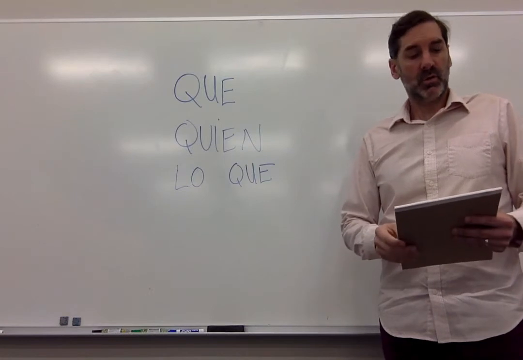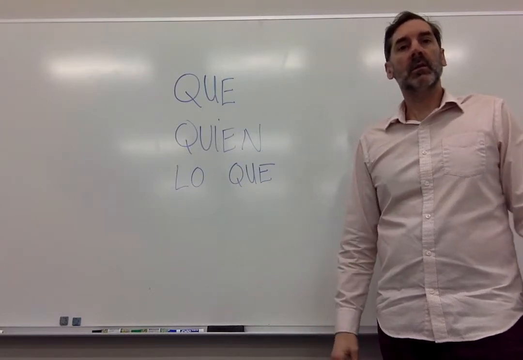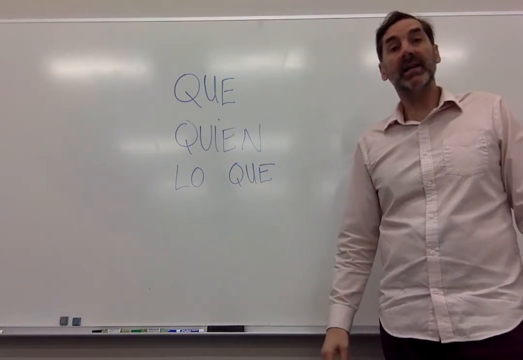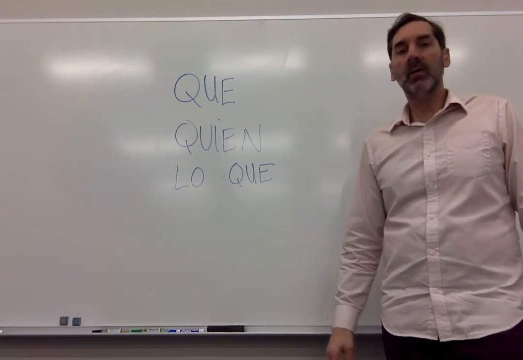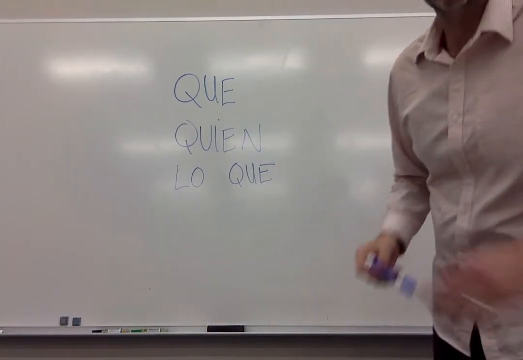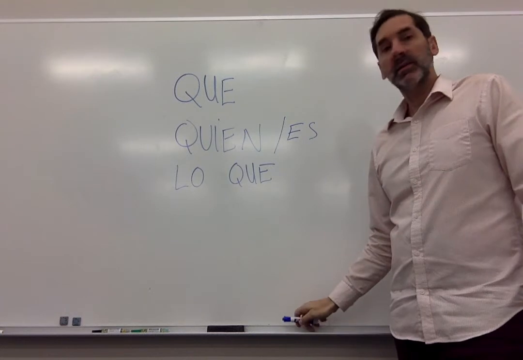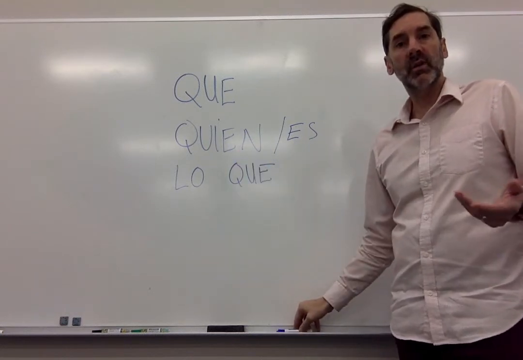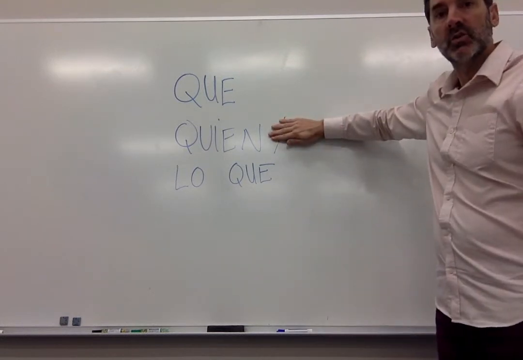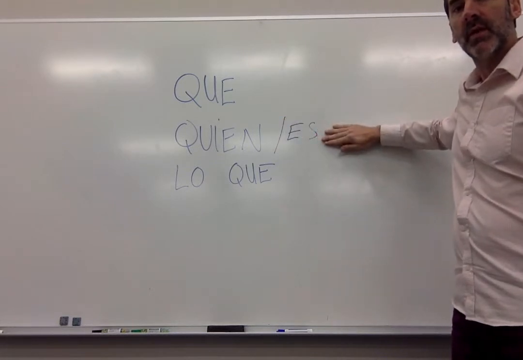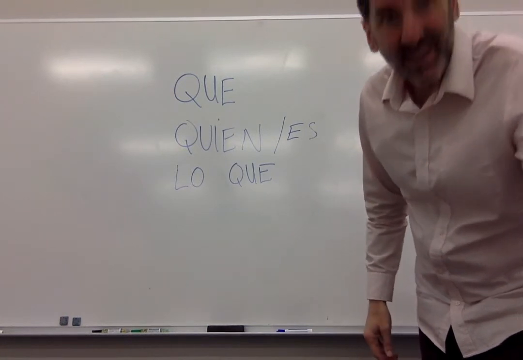Otro ejemplo. ¿Cuáles son los estudiantes a quienes les enseñas? Who are the students whom you teach? Here I'm using not quien, but quienes, because I'm referring to students. Quienes refers to more than one person, so I'm going to say quienes. In my previous example with Elena, Elena is just one person, so she is a quien. Students are two people, so they are quienes.